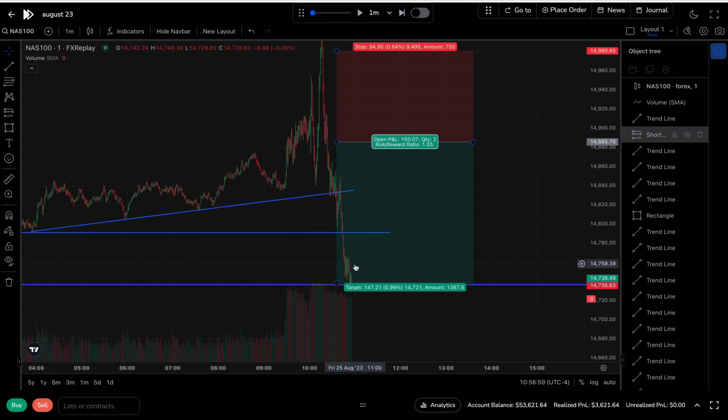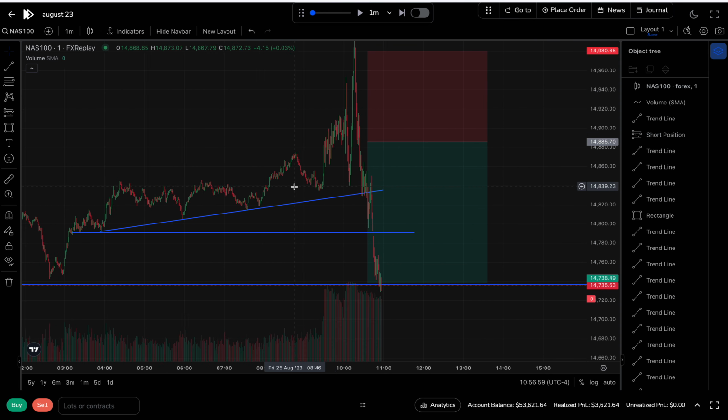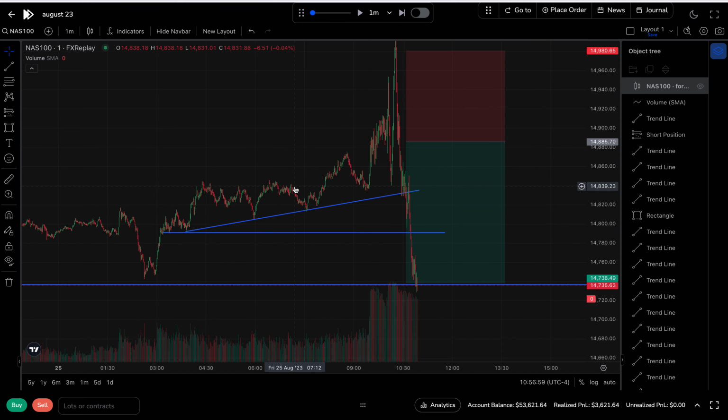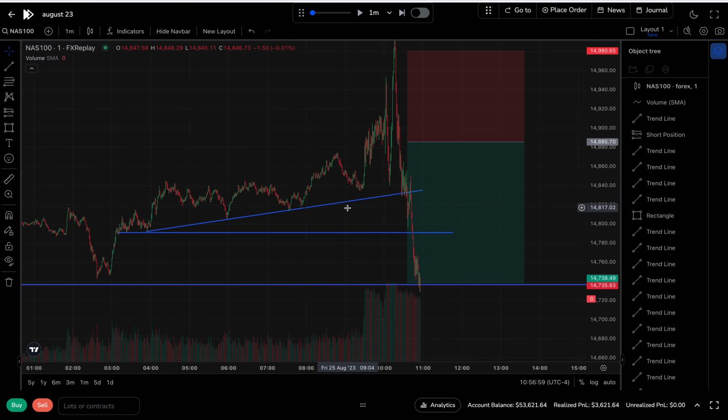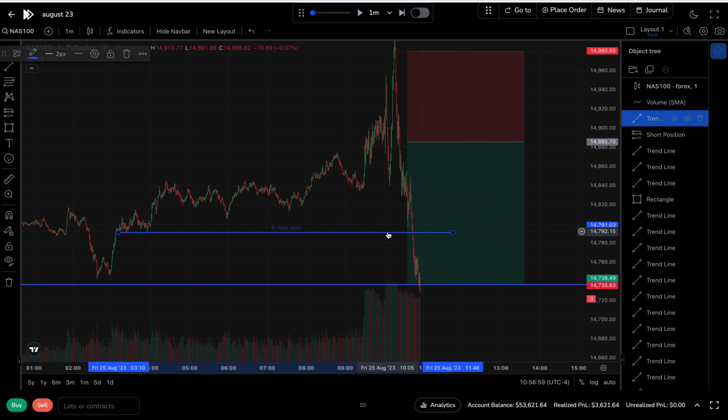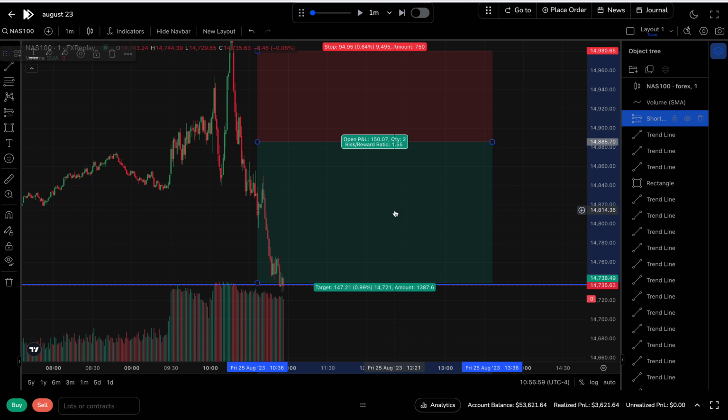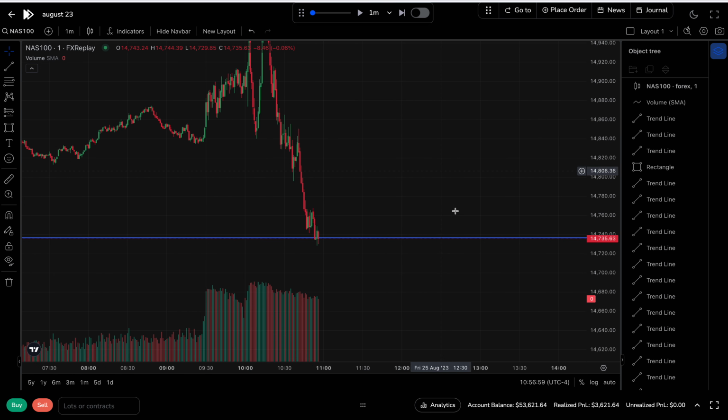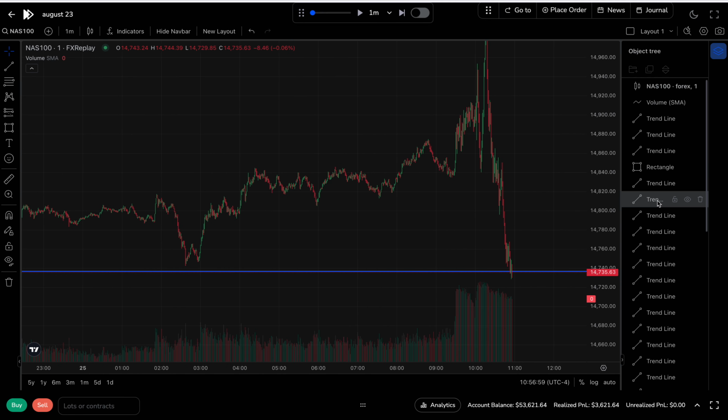Okay, well that is gorgeous, man. That is such a gorgeous trade, man. Wow. This actually brings a tear to my eye how gorgeous this trade was. And now we're at 53.6K on the account balance. Let's go.